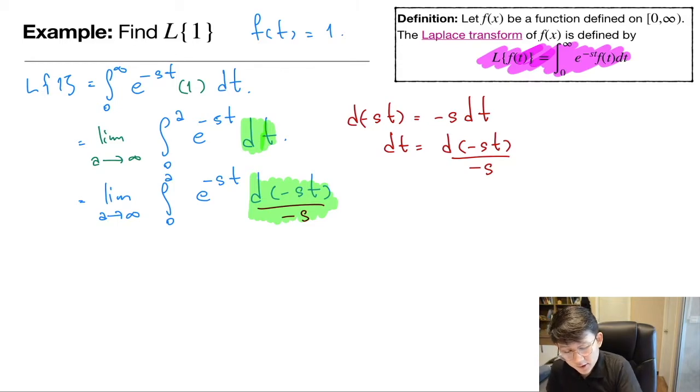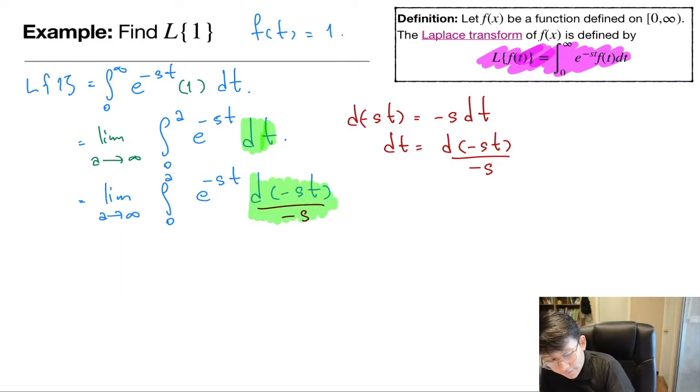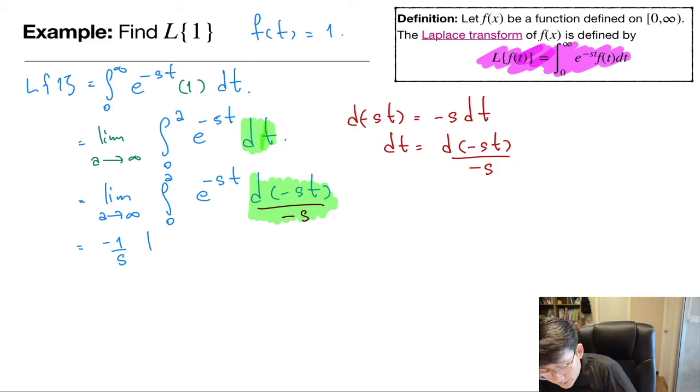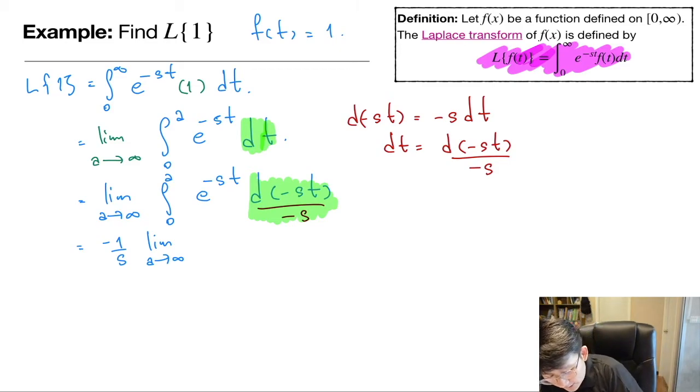Okay, and here it's pretty much the same as the integral of e to the u du. See, that's integration by substitution. I hope you guys know how to do it from calculus 1 or from math 1. Okay, so you do substitution. Here we have minus 1 over s. 1 divided by minus s is actually minus 1 over s. It's the same thing. The limit as a approaches infinity of the integral of e to the minus st d of minus st, you get e to the minus st from 0 to a.